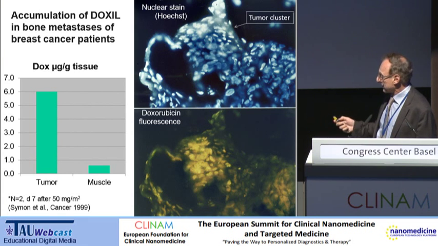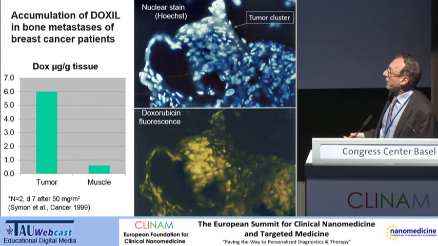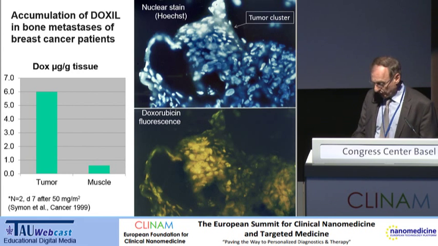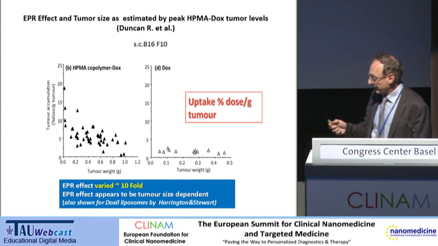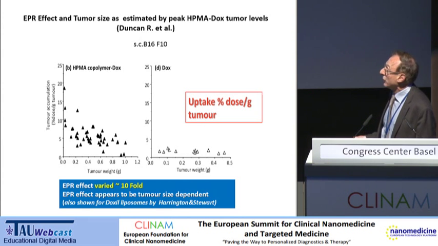These are results that we obtained from patients who underwent surgery after Doxil administration. 7 days after Doxil administration, we were able to measure doxorubicin in a bone metastasis of a patient, and the concentration was 10-fold greater than that seen in muscle. So this was a good opportunity to see the selective concentration in tumor in humans.